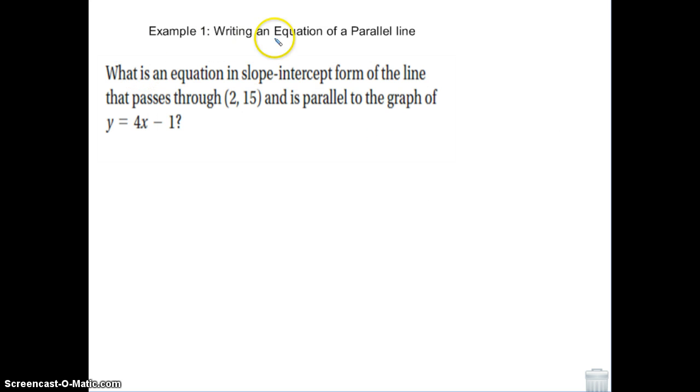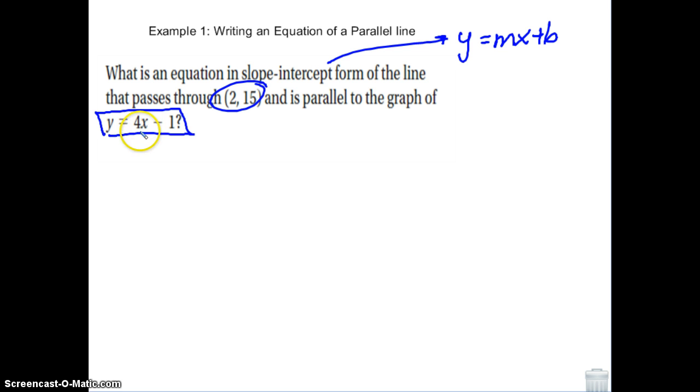So, how do we find an equation of a parallel line? Well, what is an equation in slope-intercept form? Right away, you should know that's y equals mx plus b. Write the equation of a line that passes through the point (2, 15) and is parallel to the graph y equals 4x minus 1. If it's going to be parallel to this graph, that means it's going to have the same slope. The slope of this line is 4. So I know that my new line is going to have a slope of 4.